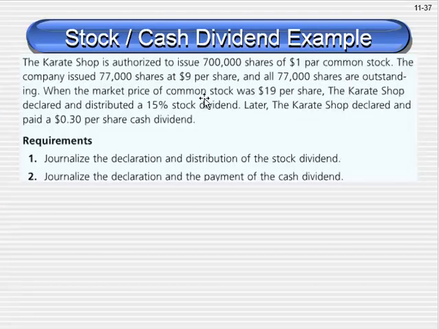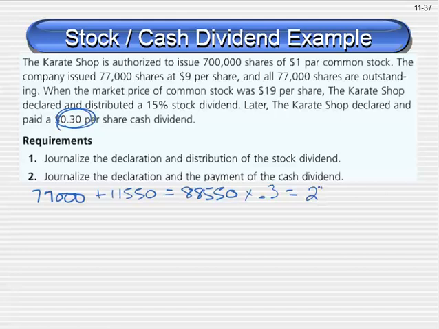Let me back up a minute. I had gone back to the original example when I started doing part 2, but the information still remains the same. So it was the 77,000 shares that were previously outstanding plus 11,550. It's 88,550 shares now outstanding. Multiply that times, this is where I made a mistake, this is a 30-cent per share cash dividend, and if you do the math there, you get $26,565. So we only need to now debit retained earnings for that amount.